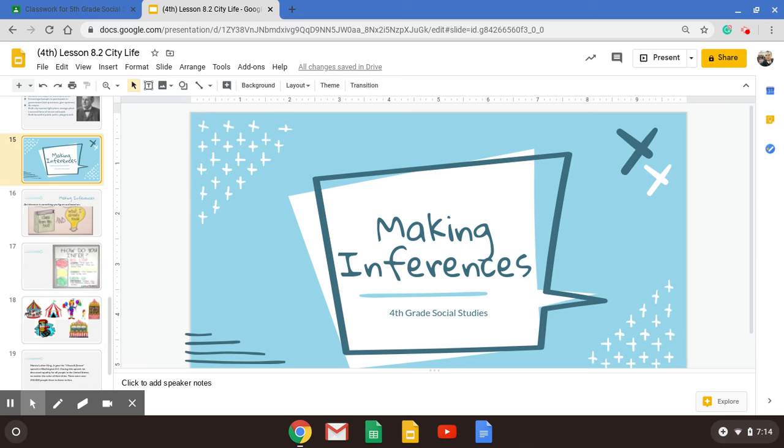Hey everybody, today's lesson is on making inferences. And I know that you have spent a good amount of time in Miss Dell's class learning how to make inferences using text. I just want to quickly go over it today because it is a critical thinking skill in social studies as well. So, what is an inference?